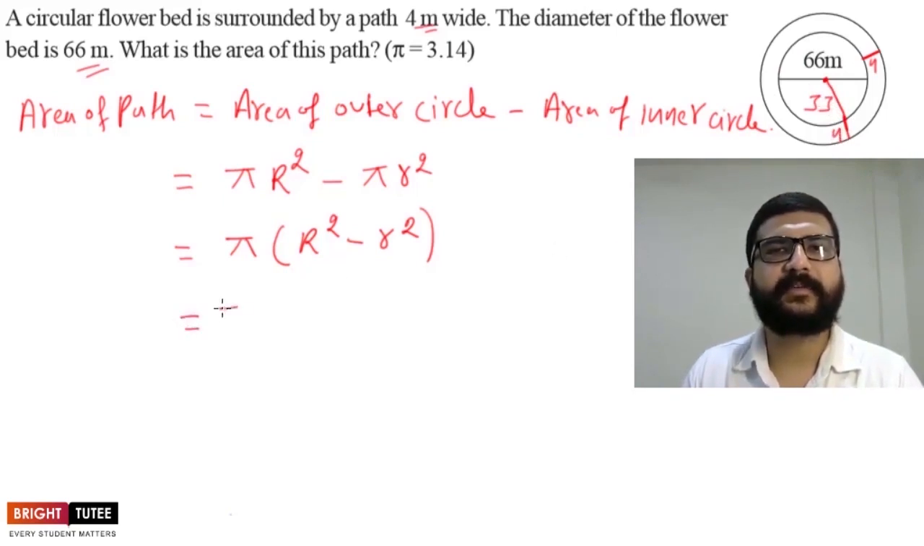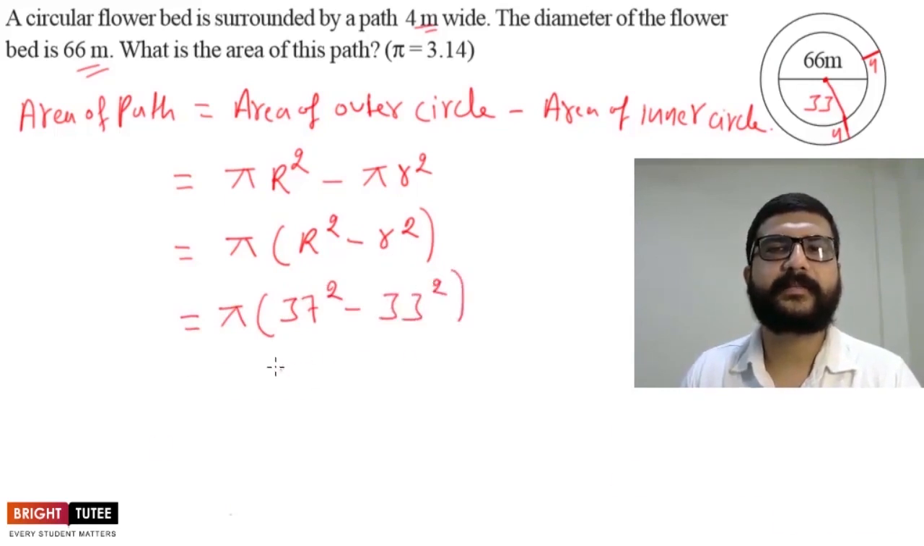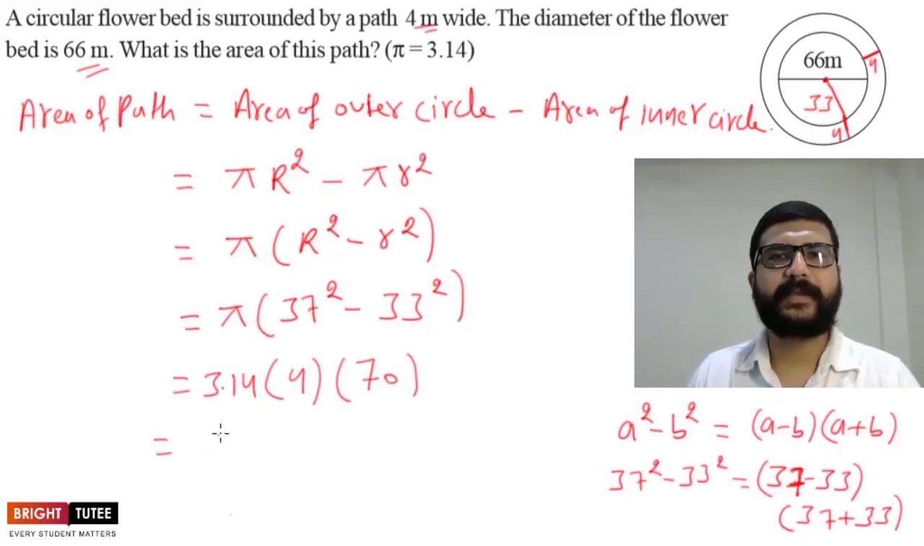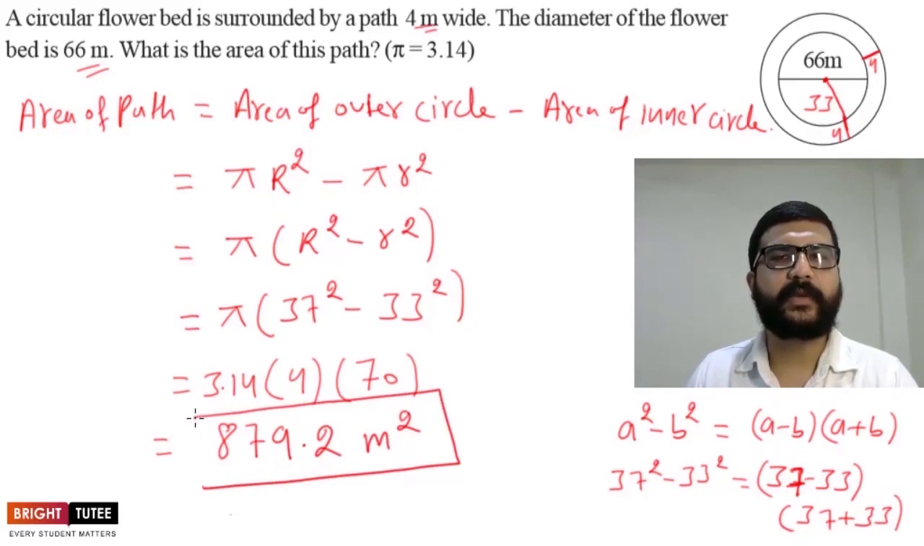So this will be equal to pi into 37 square minus small r square, which is 33 square. Now this will be equal to 879.2, and what will be the unit? The unit will be meter square or square meter. So it is 879.2 square meters. So this is the area of the path.